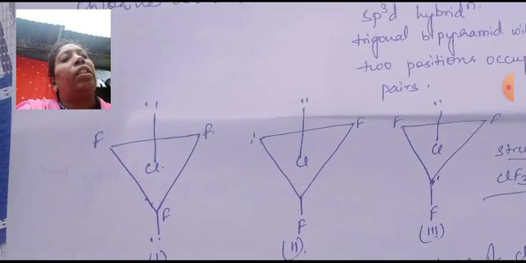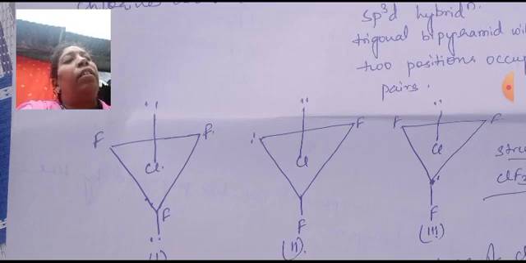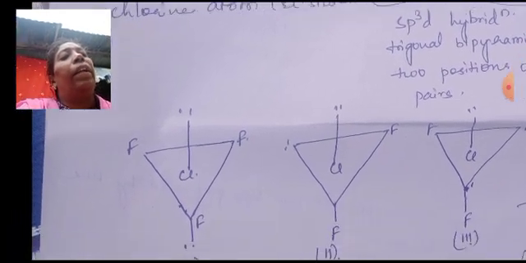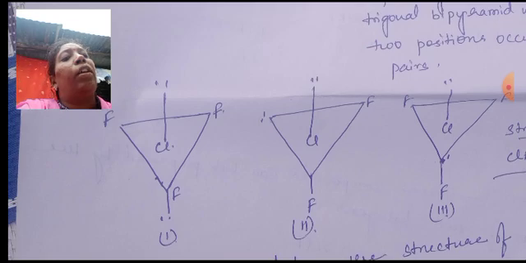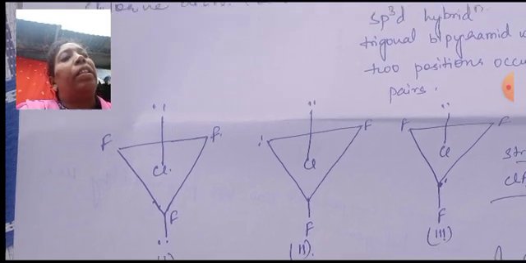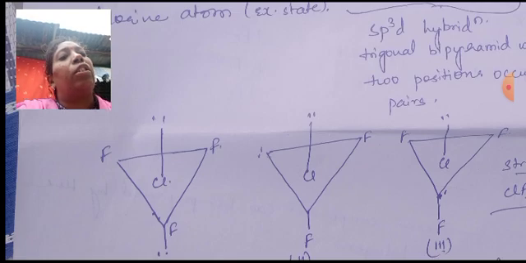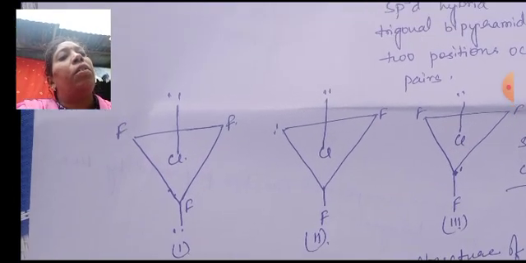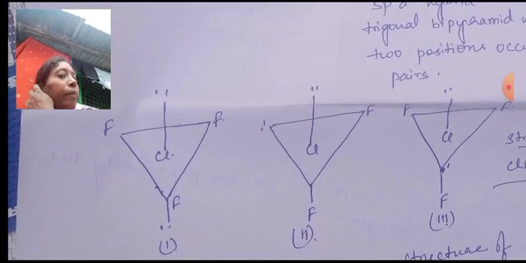You can see three fluorines are present at the corners of this triangle, and there are two pairs of paired electrons lying above and below the triangle. That's why it is called bipyramidal. Chlorine is present in the center, three fluorines occupy three corners, and the two paired electrons lie upside as well as down. So this is about the shape.